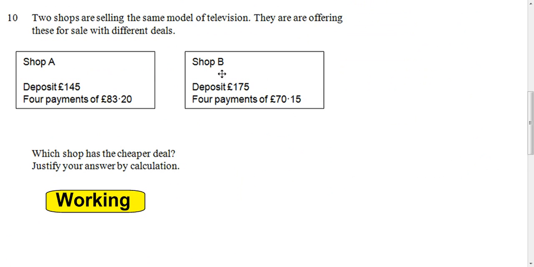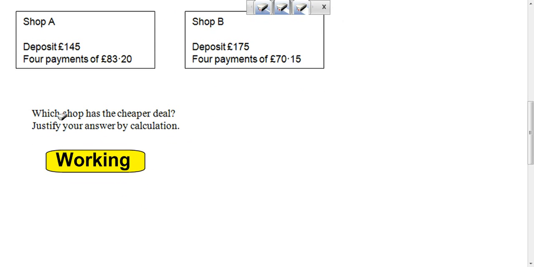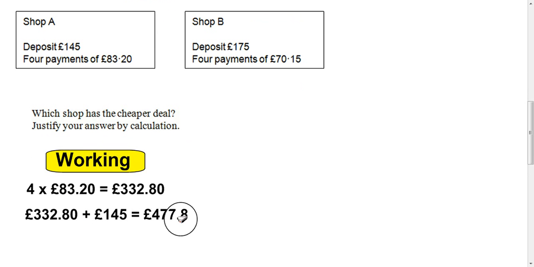Question 10, we have 2 shops offering the same model of television. In shop A, you have to pay a deposit of £145, then pay 4 payments of £83.20. Shop B, you have to pay a deposit of £175 and then pay 4 payments of £70.15. What we have to do is find out which is cheapest. So for shop A, you do 4 times £83.20 in your calculator and then add on your 145 to your answer. That comes out to £477.80.